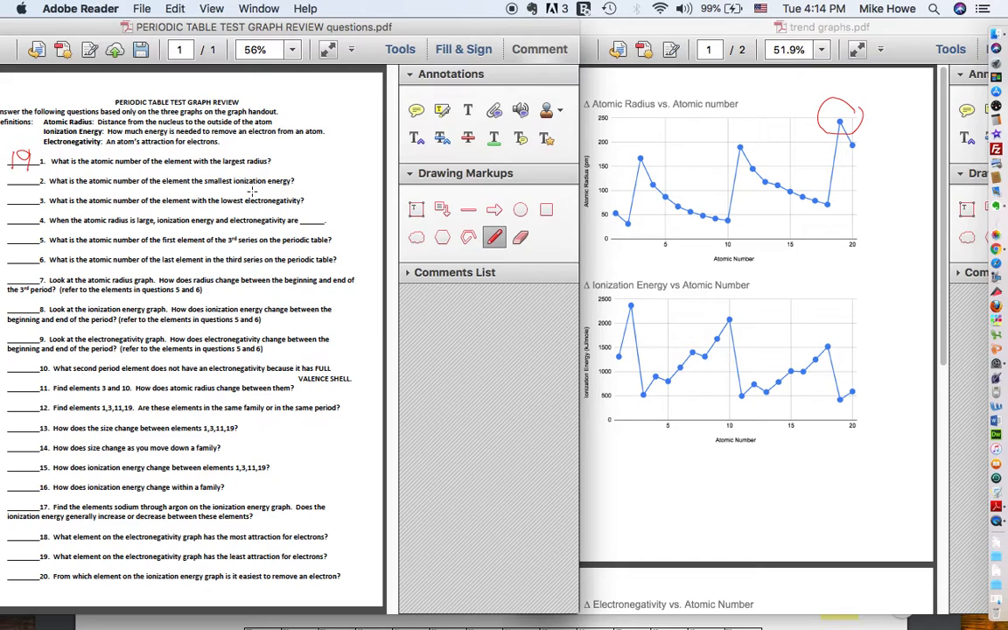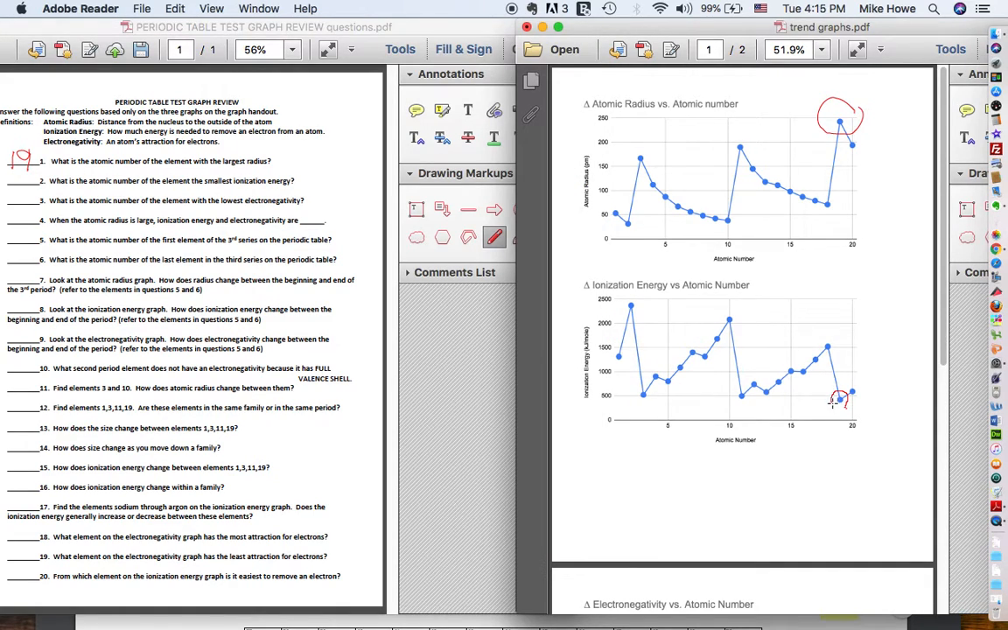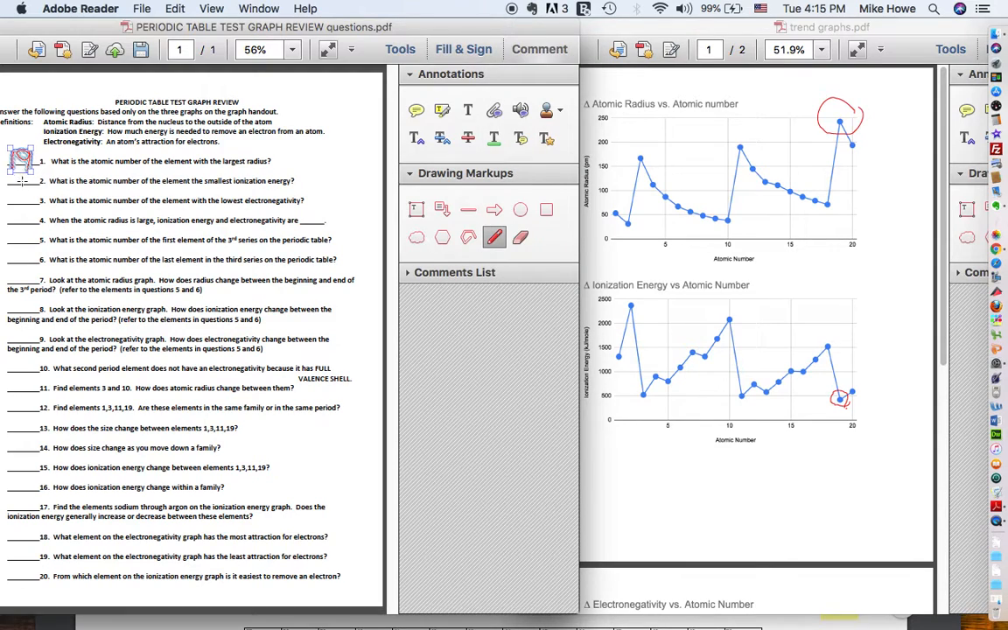Okay, the atomic number of the element with the smallest ionization energy. So now you're going to look at this graph. Which one has the smallest ionization energy? All right, after pausing for a moment there so you can think about it, you can see that it is this element. And what is its atomic number? Well, this is 20, so the one right in front of 20 would be 19. So the point that I'm trying to make here is that the biggest element, number 19, has the smallest ionization energy.